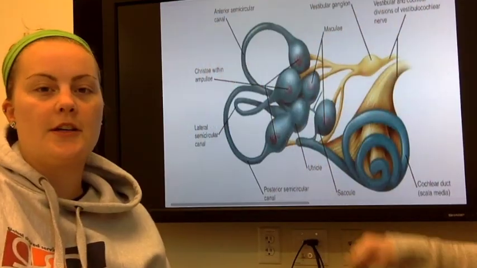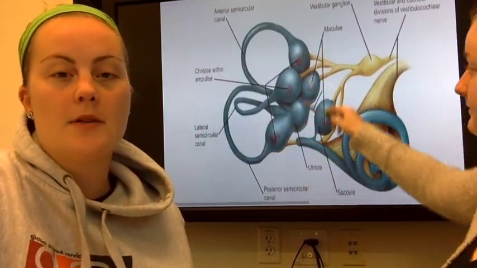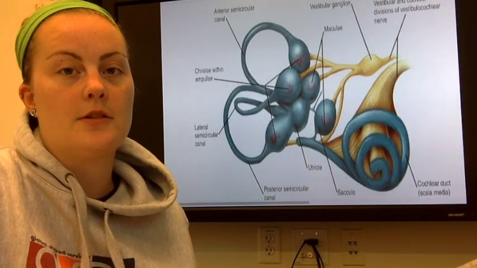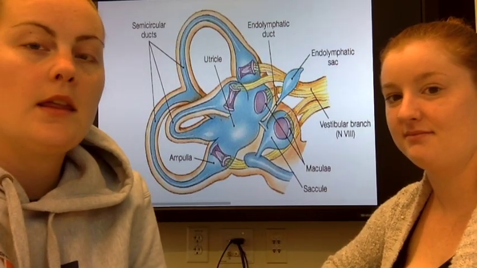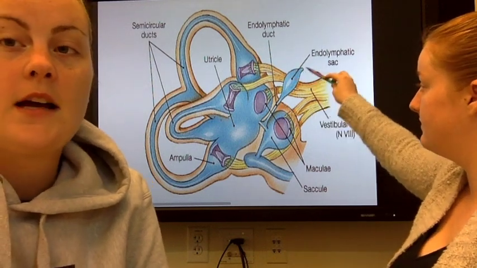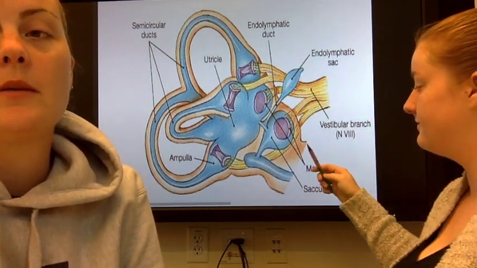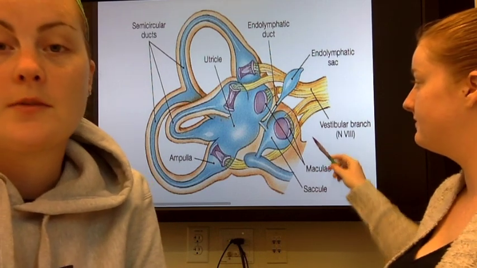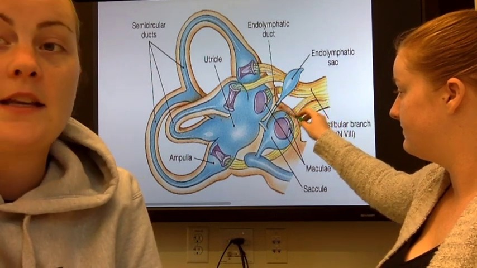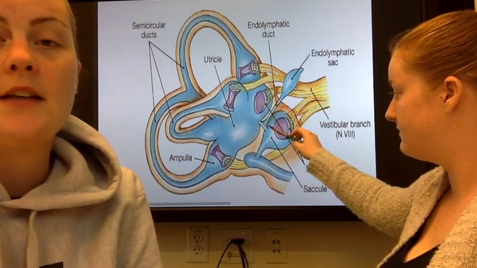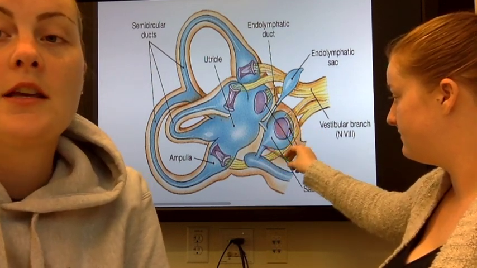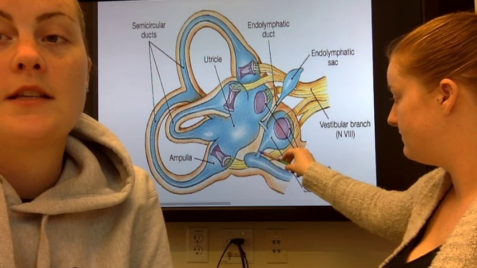Attached to the semicircular canals are ampullae. Within the ampullae are crista, and those are the end organ for the semicircular canals. Within the semicircular canals, there is an endolymphatic sac. This sac is thought to be a drainage system of endolymph to help keep the fluid balanced within the inner ear. Attached to the endolymphatic sac is an endolymphatic duct, and that attaches the utricle and the saccule. Attaching the saccule to the cochlea is the ductus reuniens.